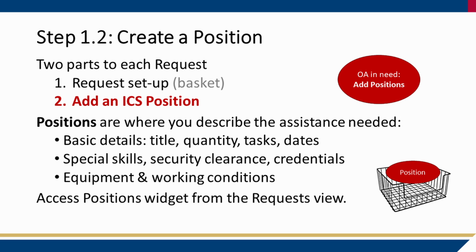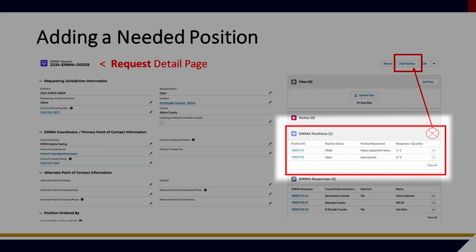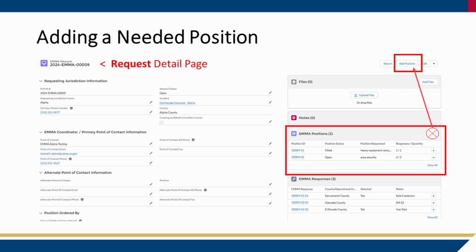Also specify any special skills, clearances, or credentials, equipment needed, and working conditions that are specific to this position. Let's take a look at this. Once you've created the request, you'll find a new widget for positions. Look in the upper right corner of your screen for the Add Position button. Note that EMMA is a little different from other widgets in that there's no New button in the widget title bar. Look in the upper right corner for the next step.